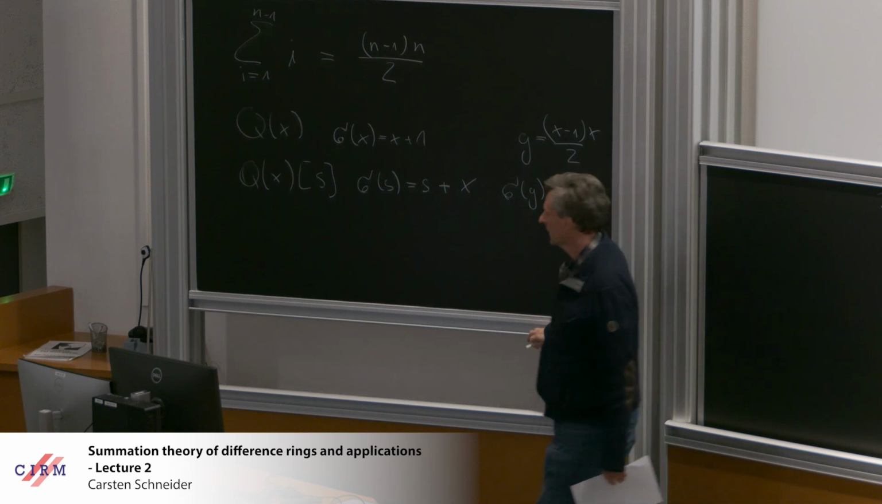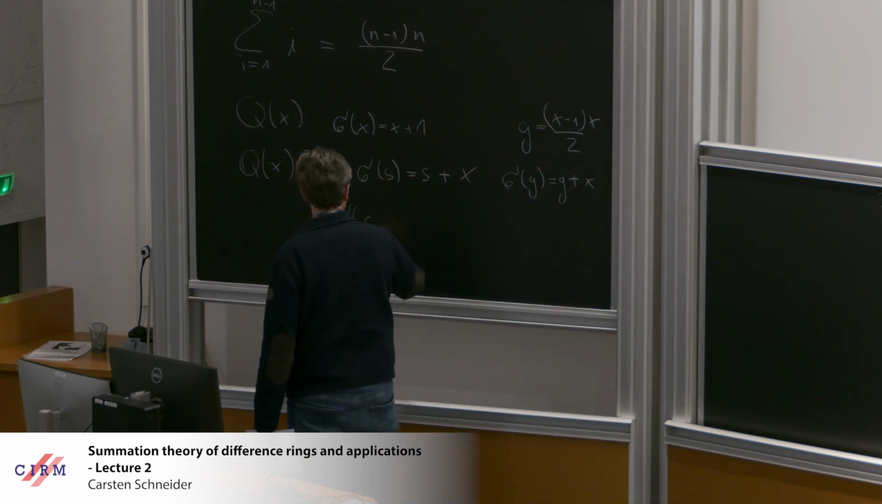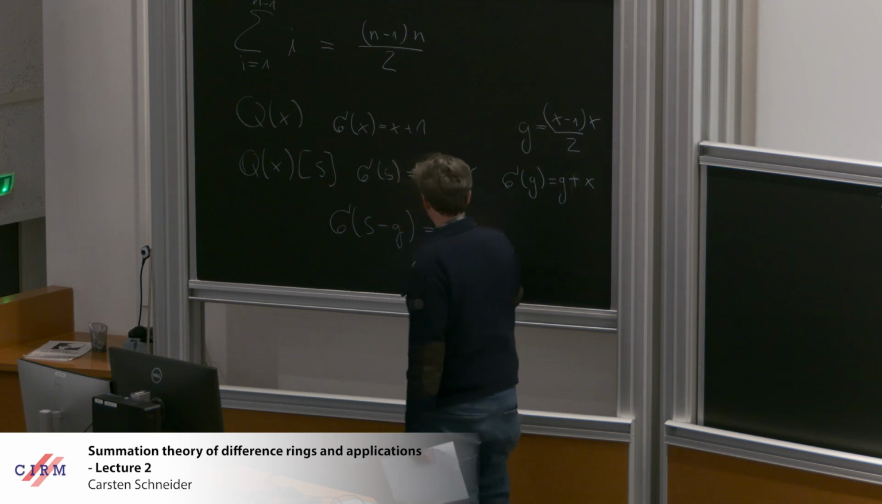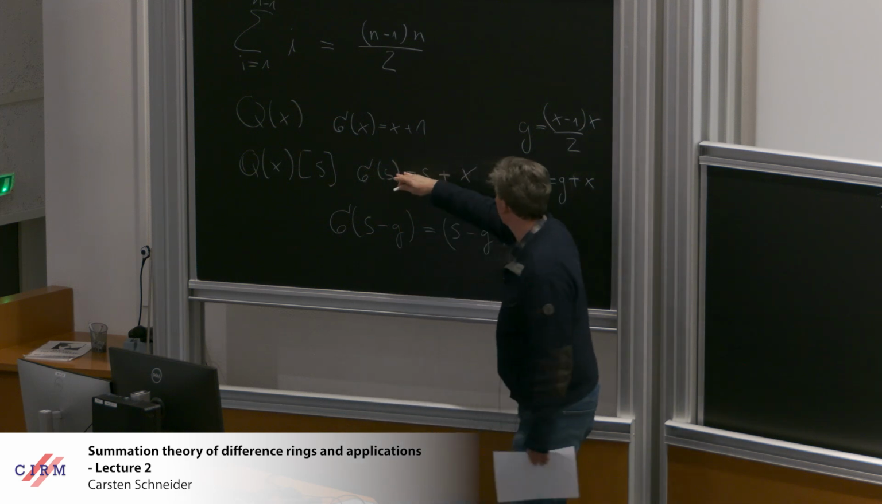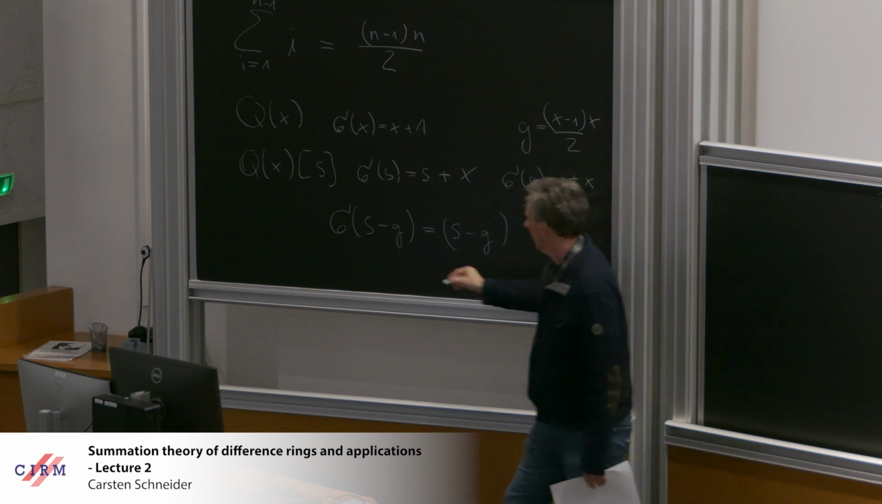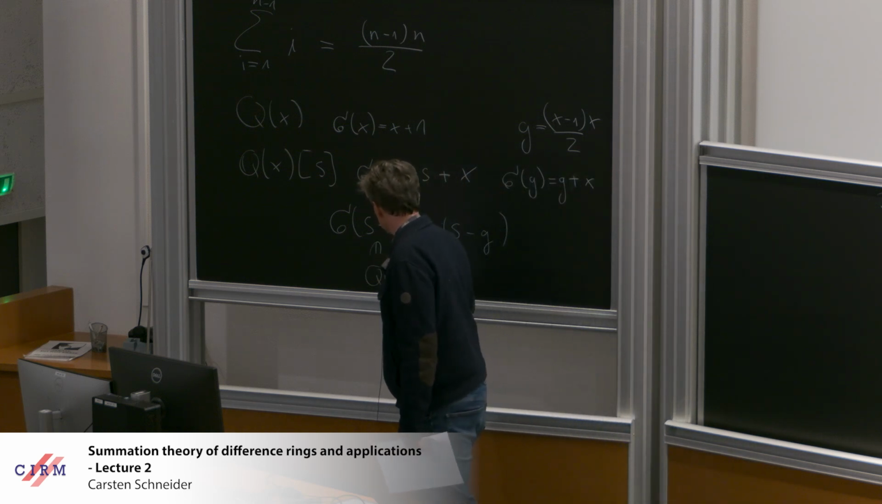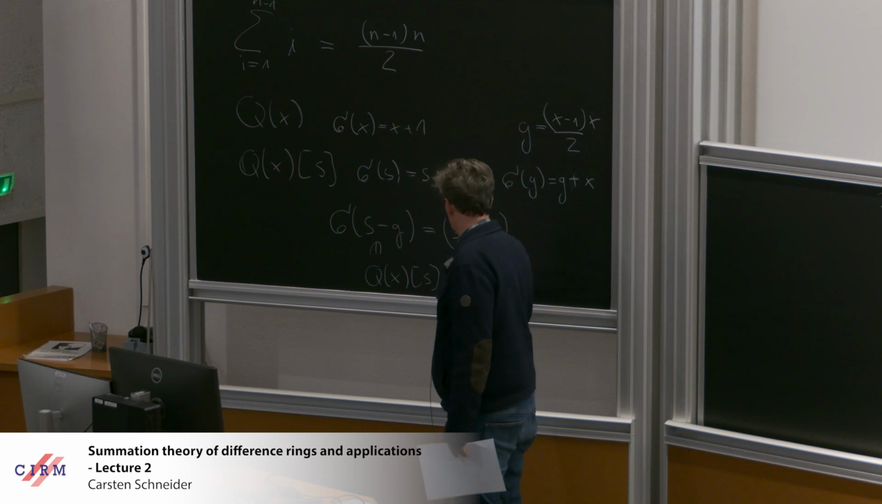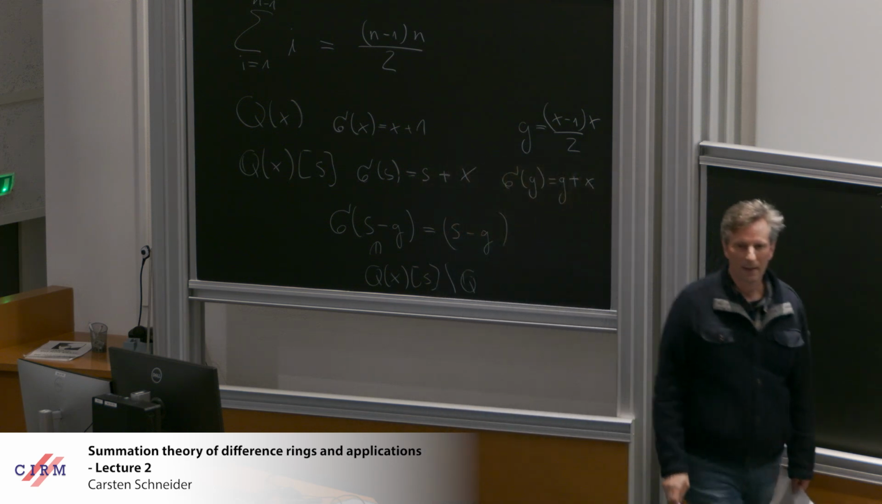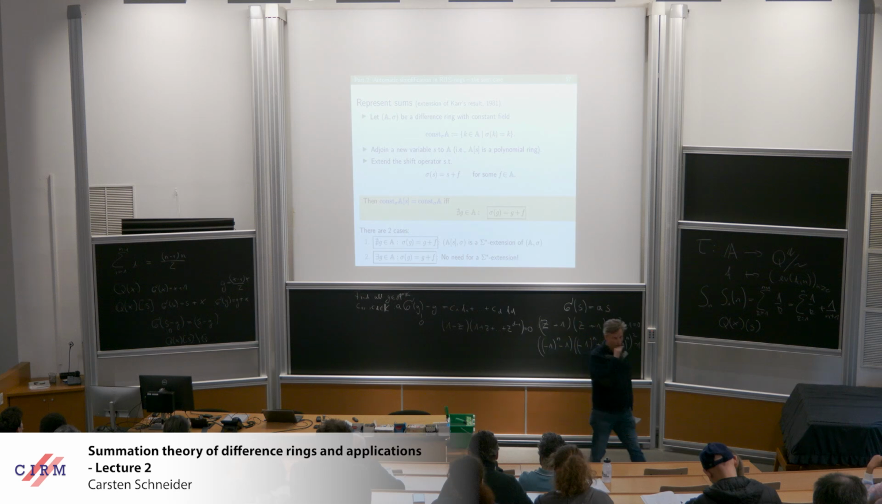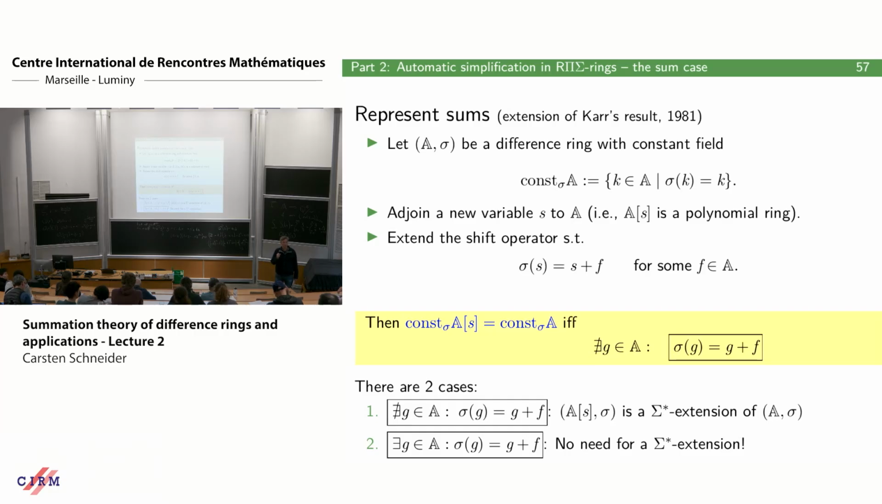And now I show you the extension. I can look at this: s minus g equals s minus g. I take this equation minus that equation, and you see that s minus g is an element which is constant. If I shift s, I get s plus n. And if I shift g, I get g plus n. If I subtract, I get s minus g. Do you agree with that? Or do you miss something?